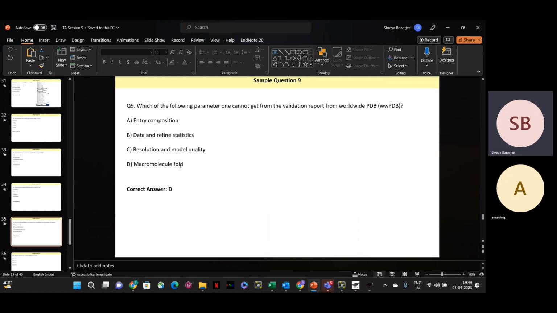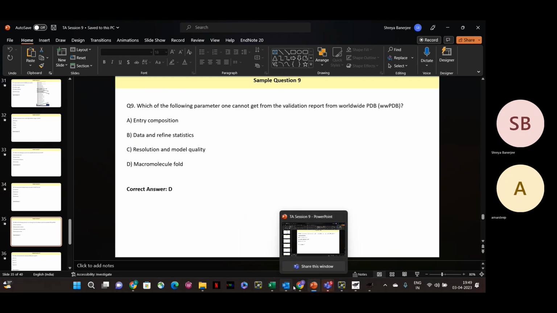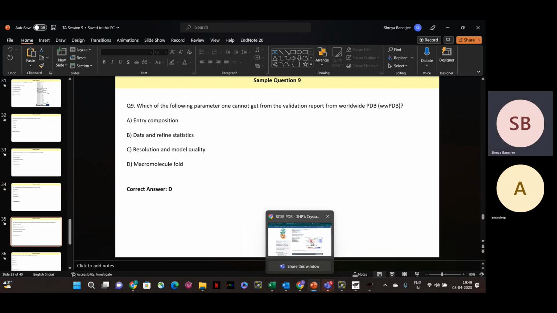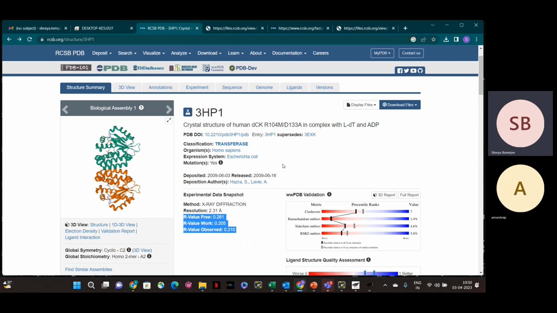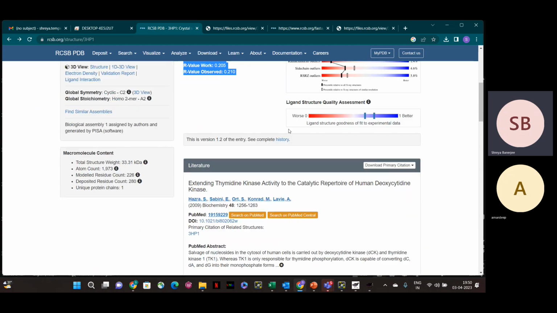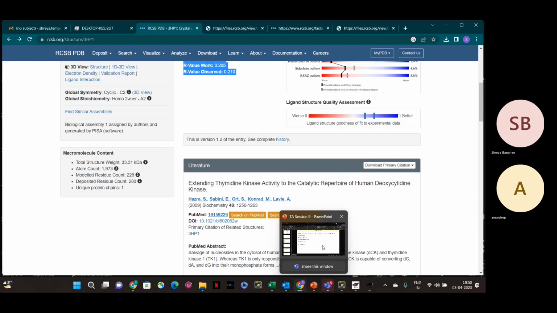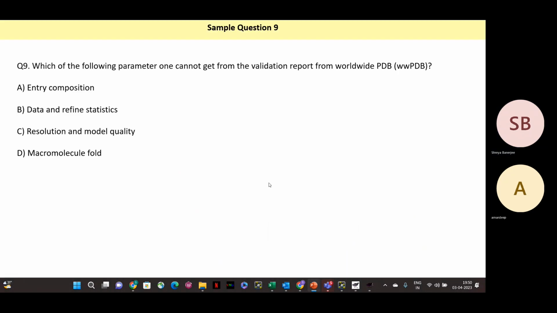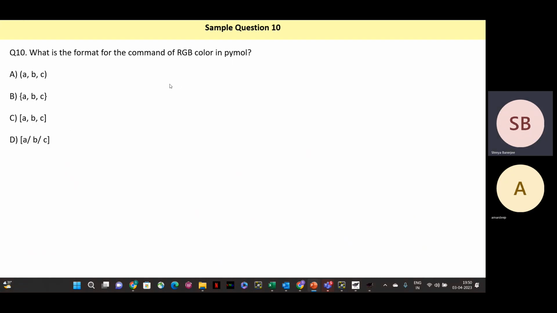What is not given is the macromolecule fold. In none of the information here can you find the macromolecule fold. So the correct answer is D, that you cannot get it from the validation report deposited in the Protein Data Bank. The 10th question is, what is the format for the command of RGB color in PyMOL?